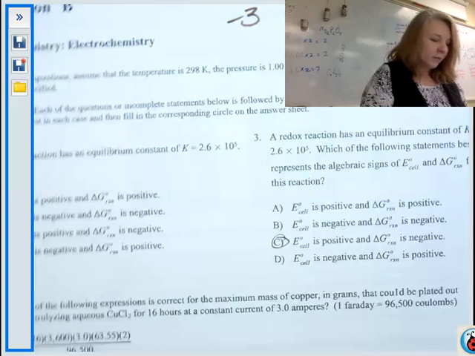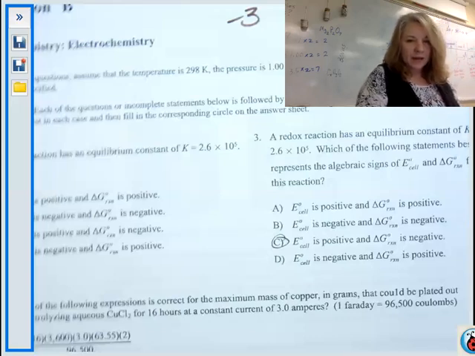Okay, and then number 8, which of the following mathematical relationships is represented by the letter A in the diagram? So I'm going to A, and I'm going from E of the cell to delta G.